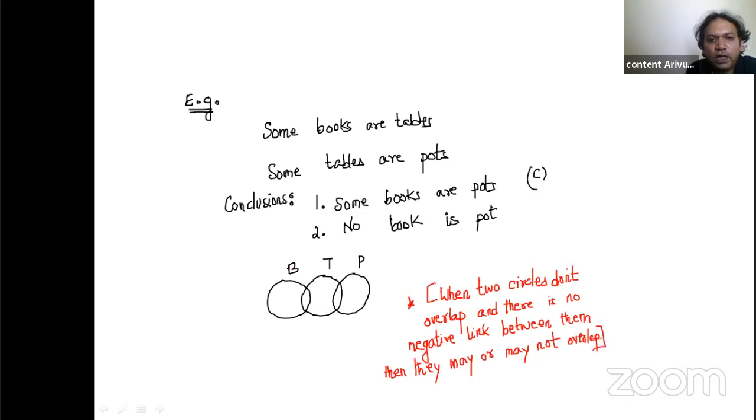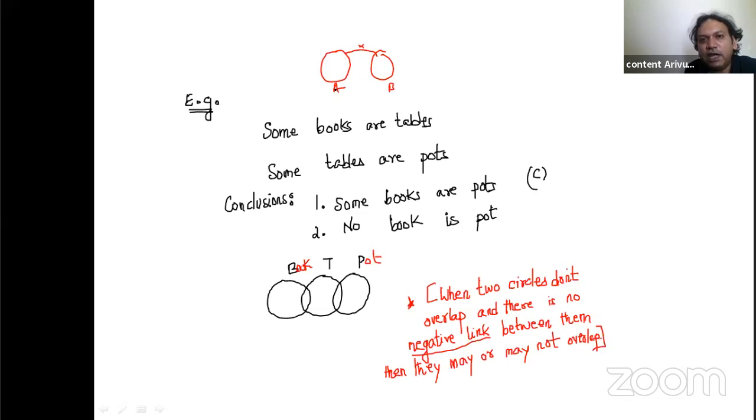So here this is the book circle and this is the pot circle. In the diagram, the book circle and pot circle don't overlap, but there's no negative link between them. Now, I hope you understand negative link. Negative link is something like this. When we make two circles, A and B, and we link them like this and put a cross on top, that is what I mean by negative link.